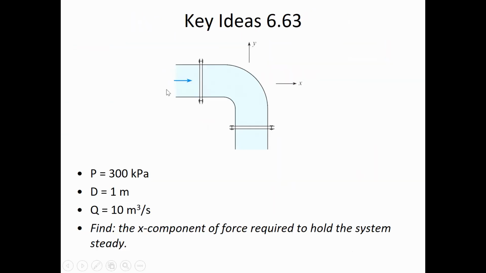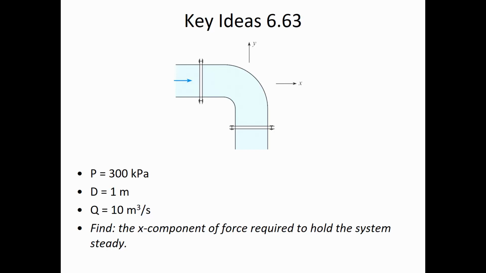Okay, so you've got a homework problem where they want to know, on a bend in a pipe, you're cutting it in two locations. There's going to be in the x direction a pressure and an area effect, and in the y direction you're also cutting the pipe and having a pressure and an area effect. But all they're asking for here is find the x component of the force required to hold the system steady. So here, let's think about the out and the in.